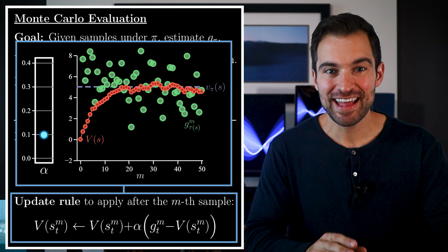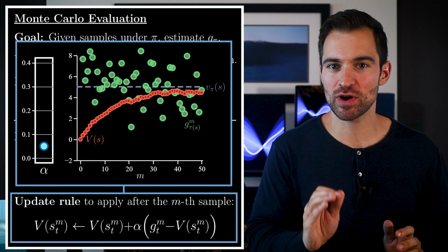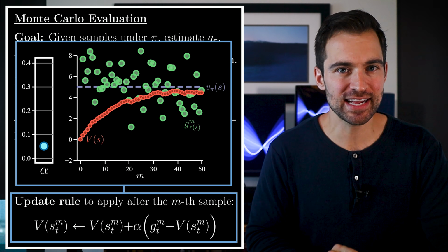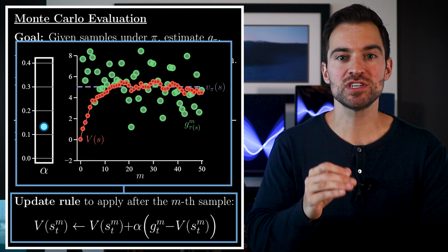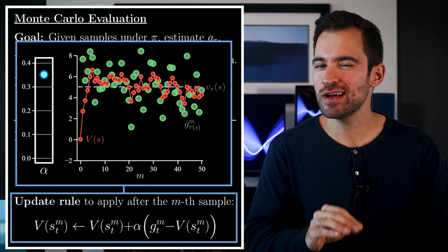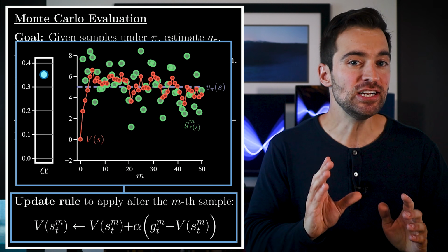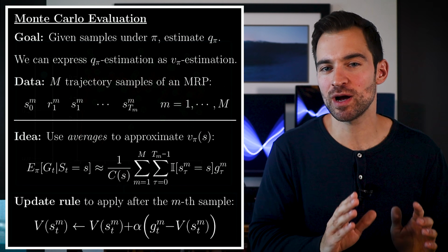If it's small, then the estimate takes a while to catch up to the right place, but it's accurate when it gets there. If it's large, the estimate gets to the right area quickly, but it's a noisier estimate. In general, the best choice of alpha will be problem dependent.